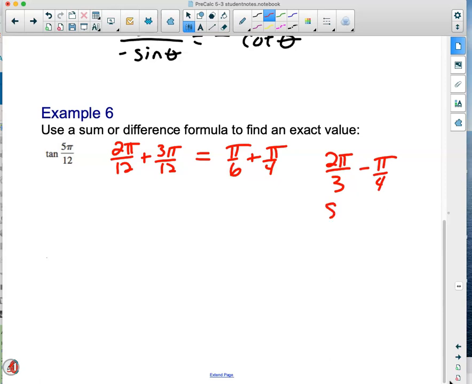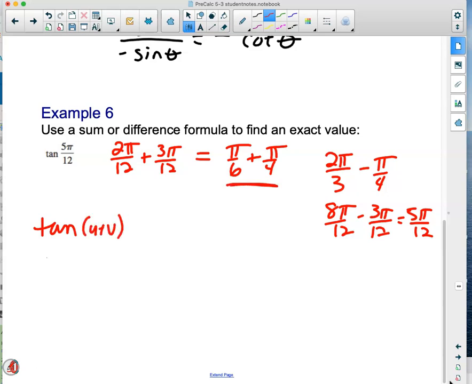Because over 12 we'd have 8 pi over 12 minus 3 pi over 12, which of course is 5 pi over 12. So different ways to get there. I think most people would probably go after the pi over 6 and the pi over 4 right there. So we grab our formula for the tangent of u plus v, and we see, all right, we're going to stick with addition in the numerator.